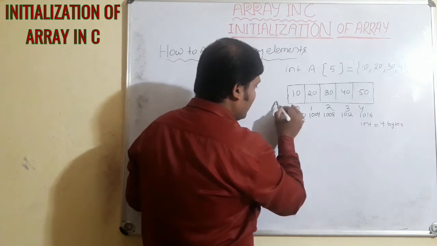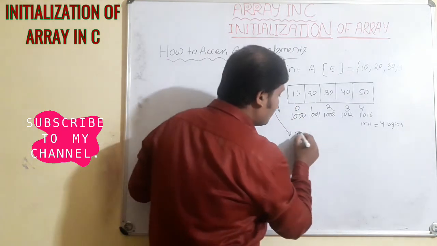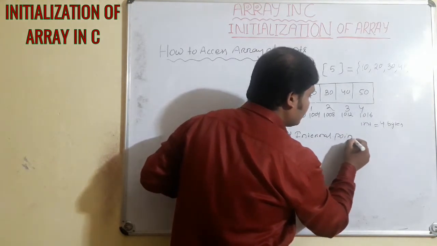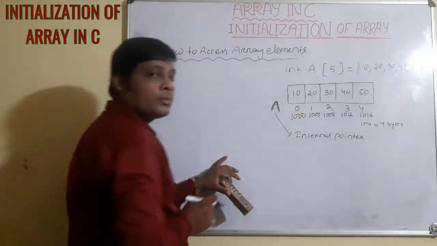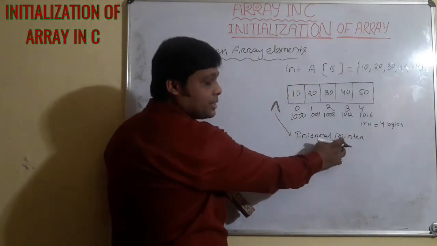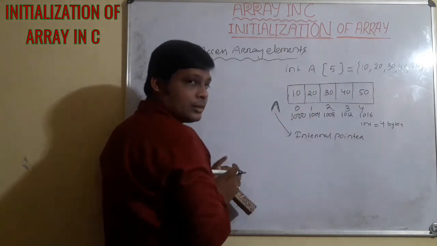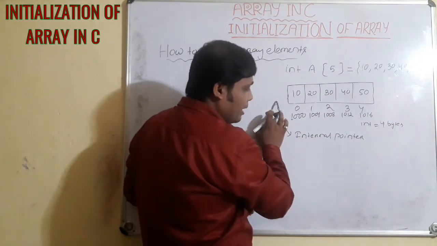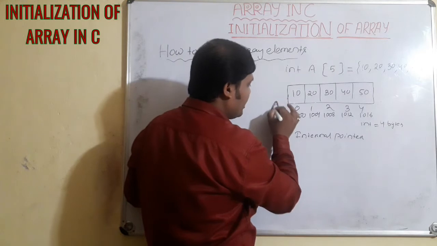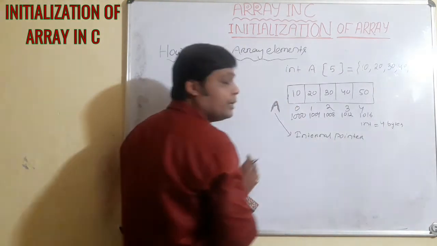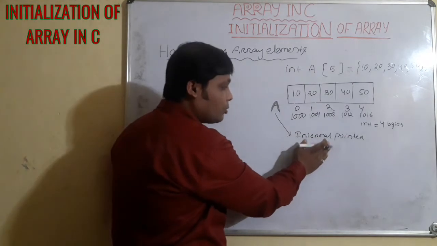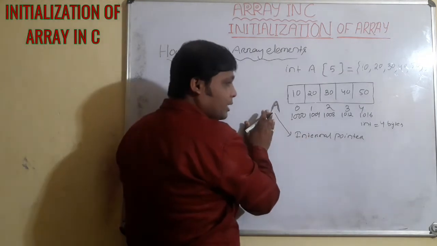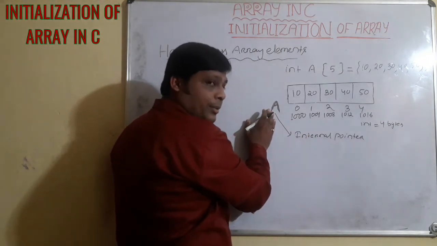You can see this array name A is an internal pointer. What is a pointer? It's a special type of variable which can store one address. We will discuss it in the pointer chapter. So this array A is called what? Internal pointer. Why is it an internal pointer? That means it is keeping some address. Which address is it keeping?